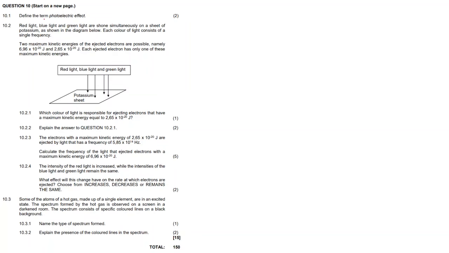Question 10.1. Define the term photoelectric effect. So, photoelectric effect is the process whereby electrons are ejected from a metal surface when light of a suitable frequency is incident on that surface.